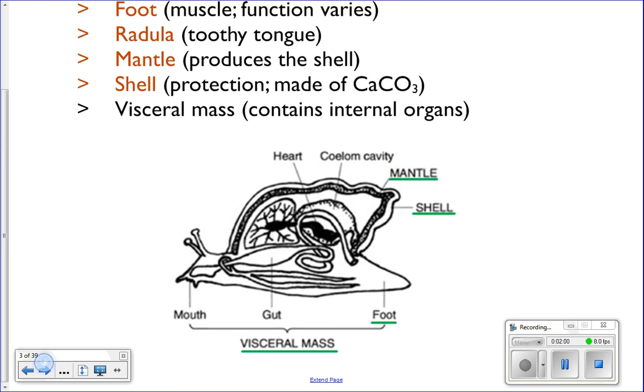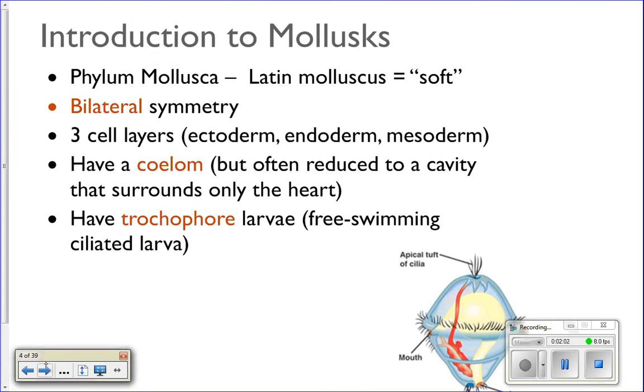All right. So other things that mollusks share, they'll have bilateral symmetry. They do have 3 cell layers, so the endoderm, the ectoderm, and the mesoderm, and they do have a coelom. But in most mollusks, it's reduced to just being a cavity that surrounds the heart.